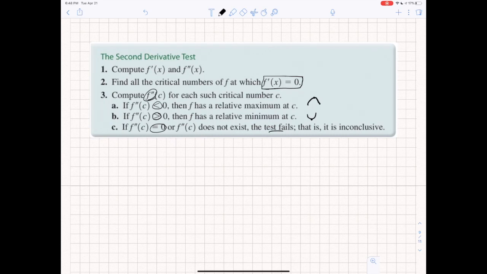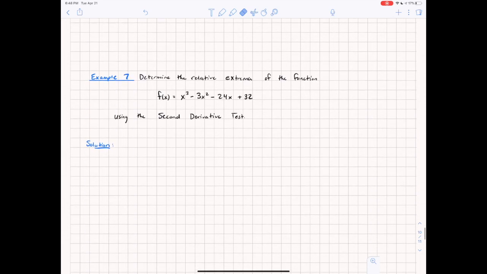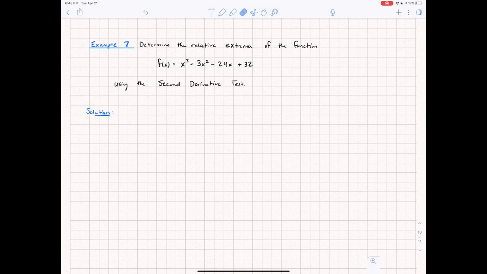And so let's take a look at an example of this, and then I'll end with a closure about why this test is important, why there are two tests, etc. All right, so let's take a look at this example. It's kind of the final example here. Determine the relative extrema of the function. So again, looking for maxes and mins for this function. We've seen it before, using the second derivative test specifically.